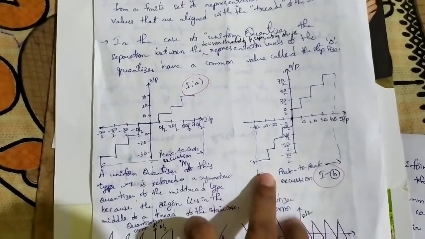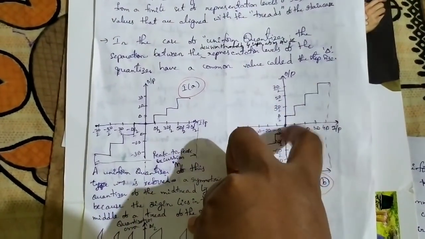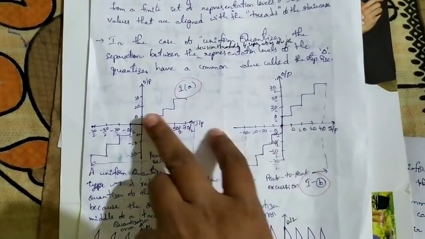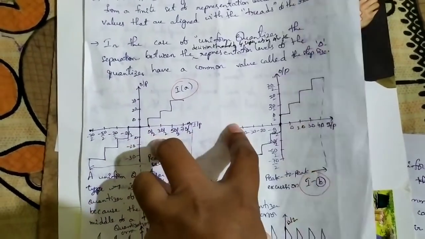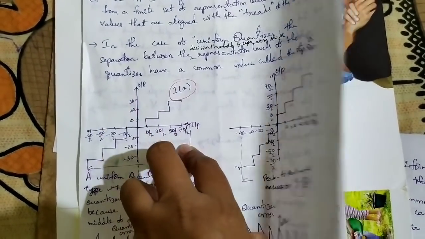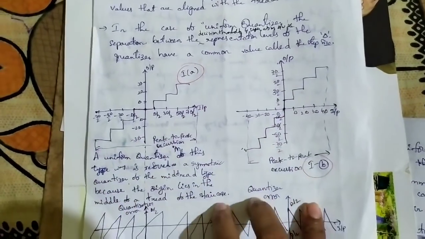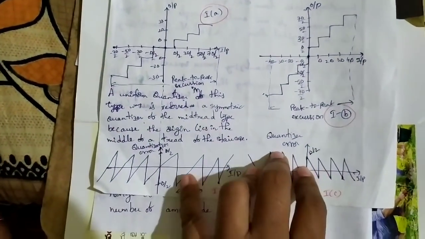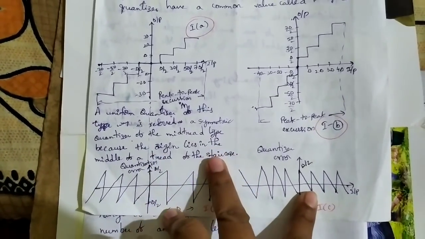Riser of the staircase. Just change this definition to get the explanation of this one. How do we draw it? Just vary the input levels and vary the output levels. You can take your own values, say this value here, this value here, and like that you represent them. Then you will get the characteristics of the uniform quantizer.